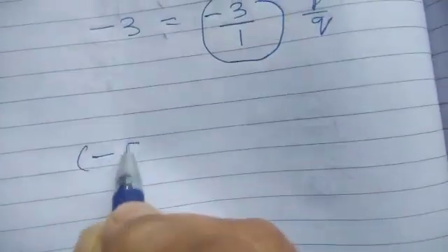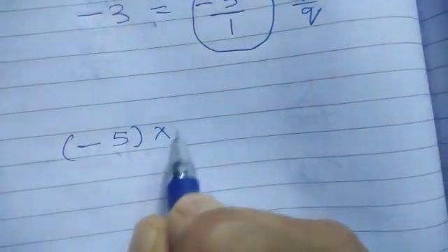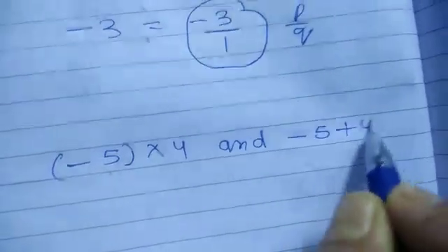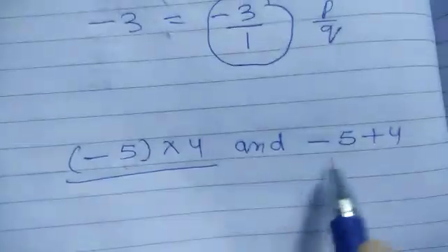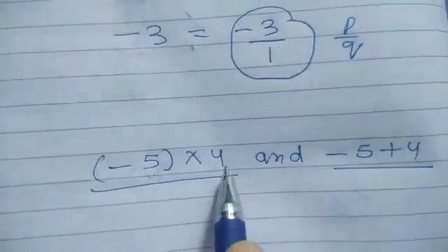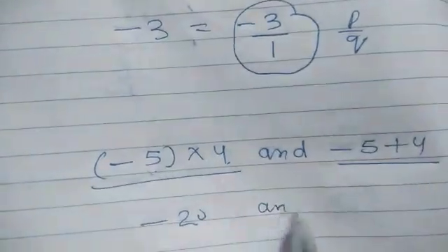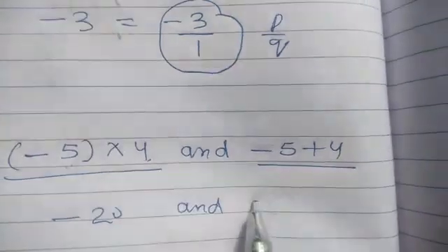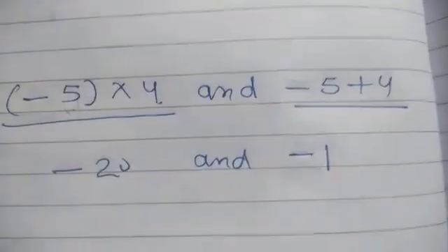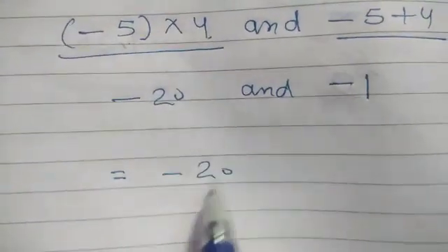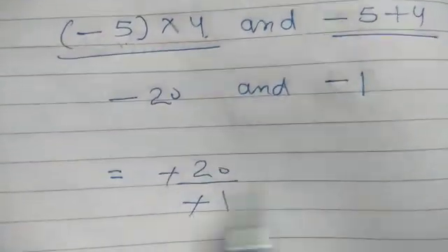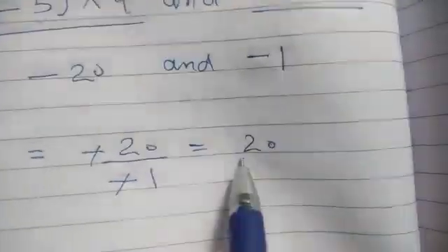The question is given: minus 5 into 4, and minus 5 plus 4. This is the numerator and this is the denominator. 5 fours are 20, plus minus minus. Minus 20 is the numerator and minus 5 plus 4, minus 1, is the denominator. So our rational number will be minus 20 upon minus 1. Minus minus get cancelled, so this is 20 upon 1. So this is the rational number.